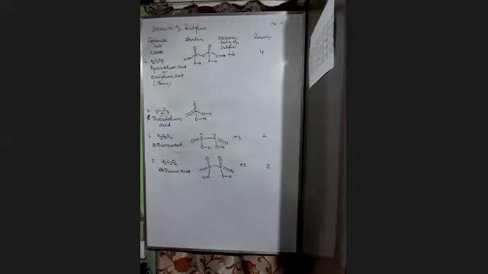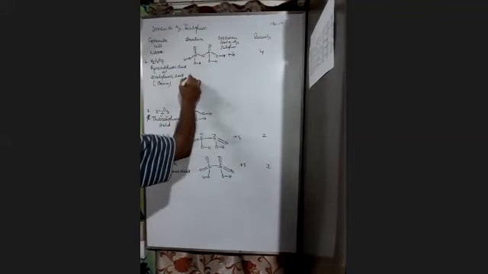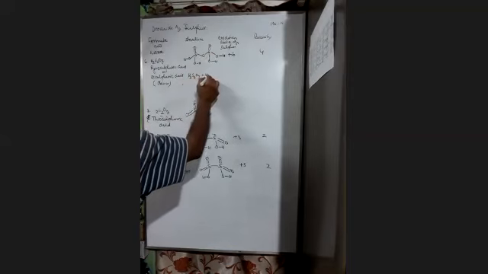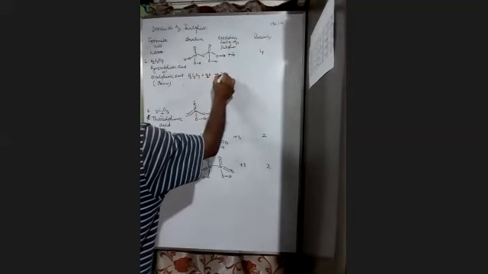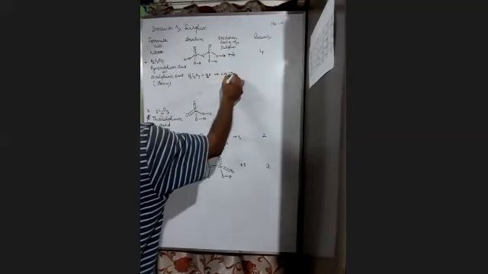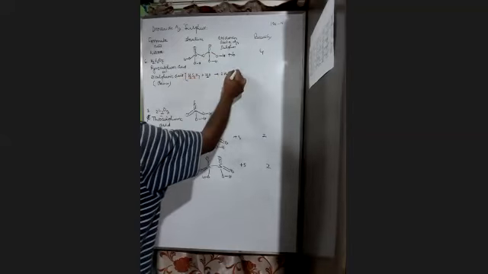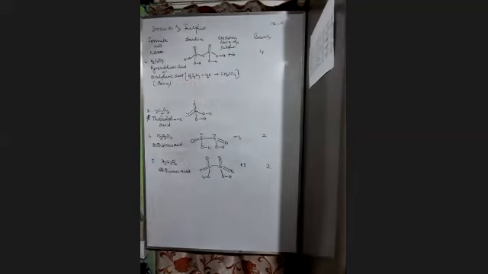Now, why do you call it disulfuric acid? Remember, in oleum, what did you find? If you add water, you get here 2H2SO4. Because of that, we call it disulfuric acid because it produces 2 molecules of sulfuric acid.